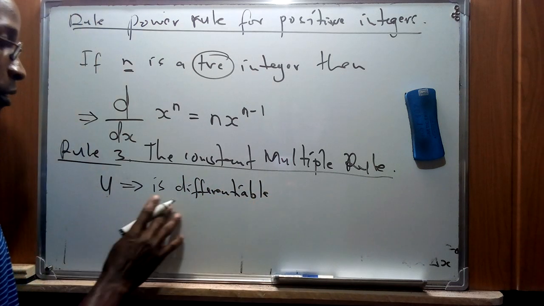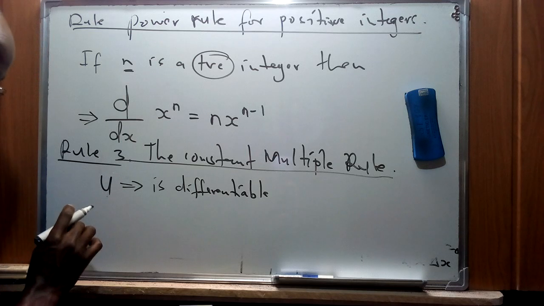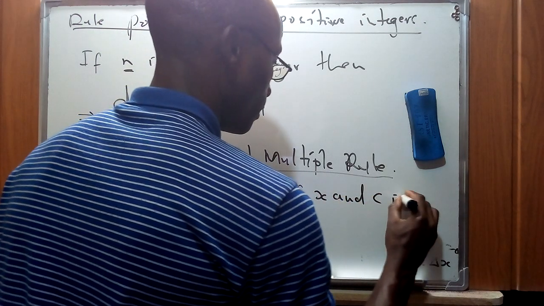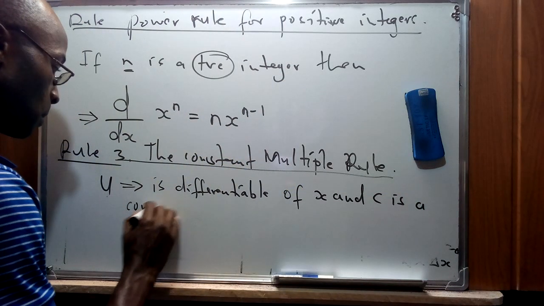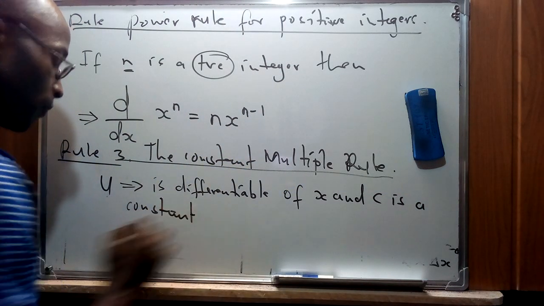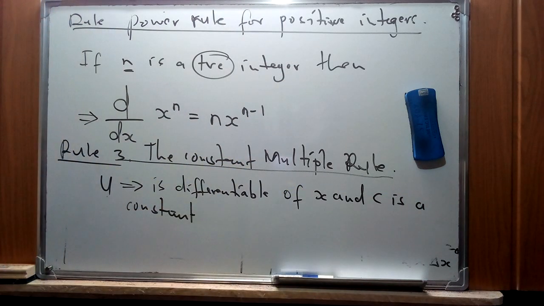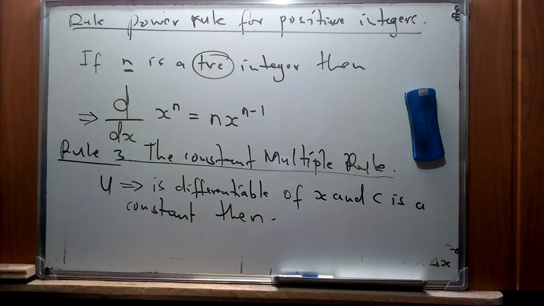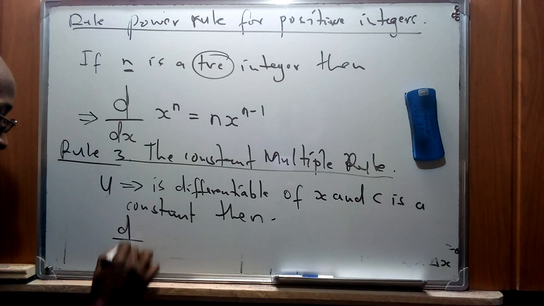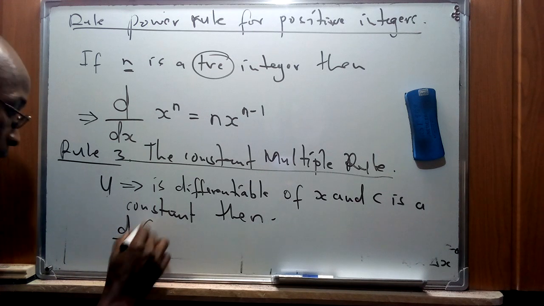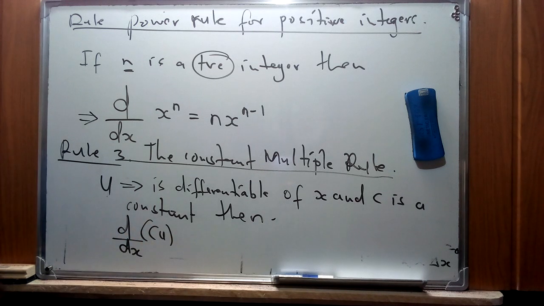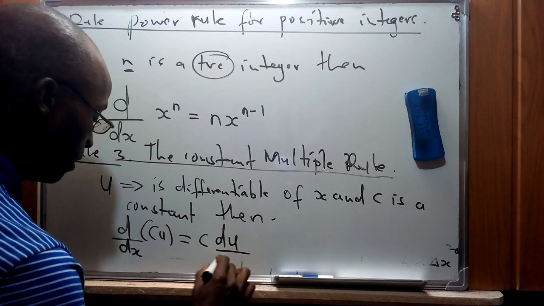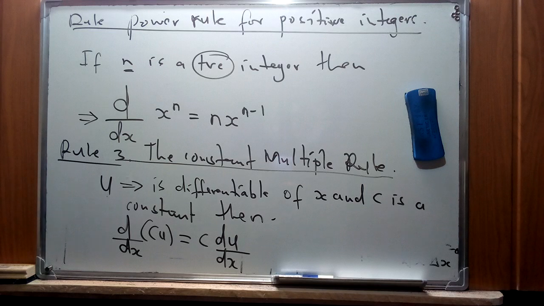If a function u is a differentiable function of x and c is a constant, then its derivative, which is given as d over dx of a function with that constant, will be given as the constant times the derivative of that specific function.